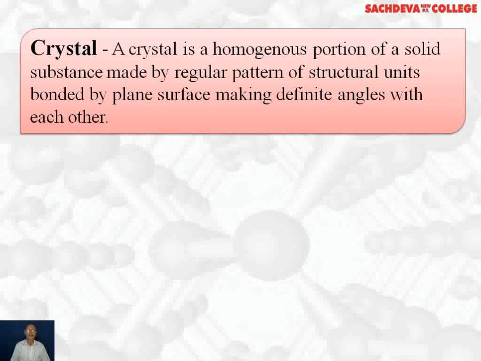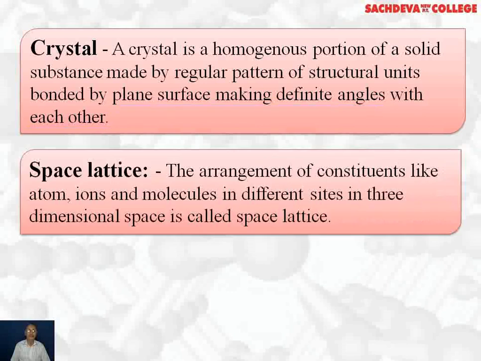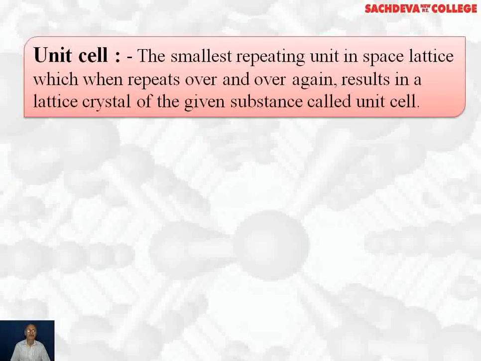Next, we are defining what is a crystal. A crystal is a homogeneous portion of a solid substance made by a regular pattern of structural units bonded by plane surfaces making definite angles with each other. Let's define space lattice. The arrangement of constituent particles like atoms, ions and molecules at different sites in three-dimensional space is called space lattice. Now we are going to define unit cell.